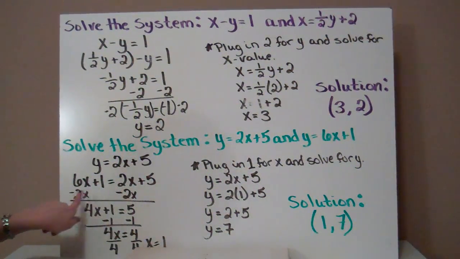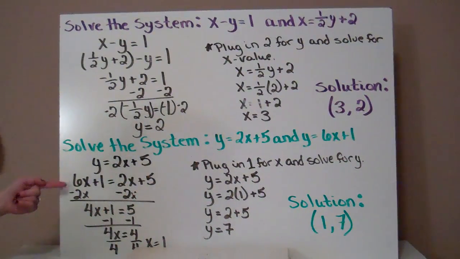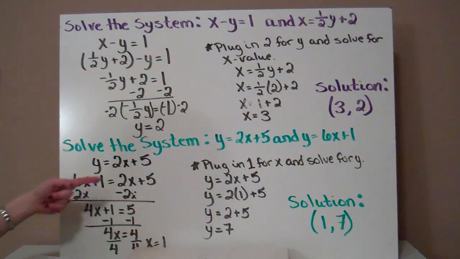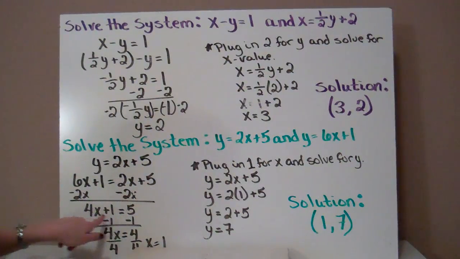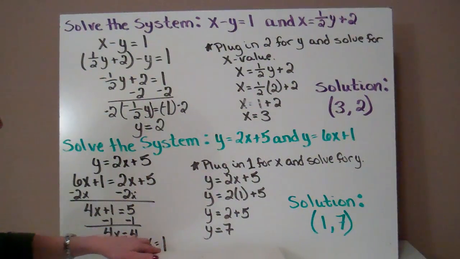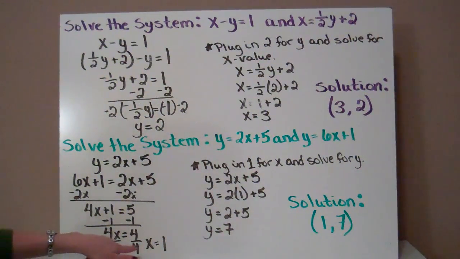Alright, x's to one side, constants to another. I subtract 2x from both sides. 6x minus 2x is 4x. That goes away, so I still have 5. 4x plus 1 equals 5. Subtract 1 from both sides. I get 4x equals 4. Then what I'm going to do is divide each side by 4 to get x equals 1.